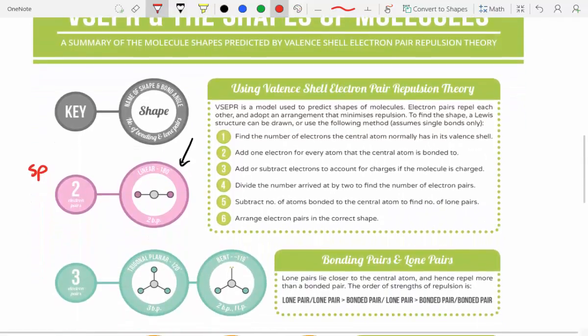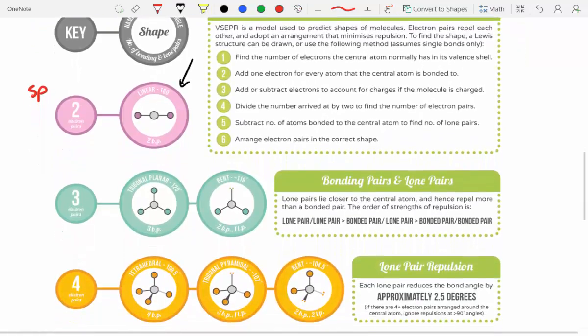If we look at a steric number of 3, that's the ones that are in the teal there, you can either have 3 bonded atoms, or you can have a central atom that has 2 bonded atoms and 1 lone pair. If we look at the one with 3 bonded atoms, that's referred to as trigonal planar. And if we look at the one with 2 bonded atoms and a lone pair, that's referred to as bent.